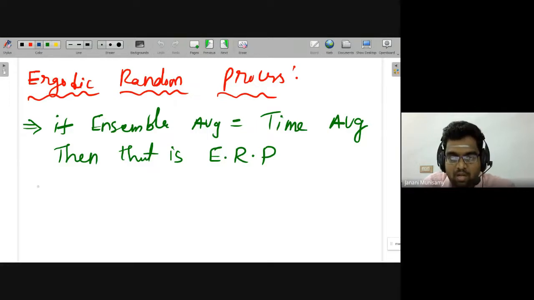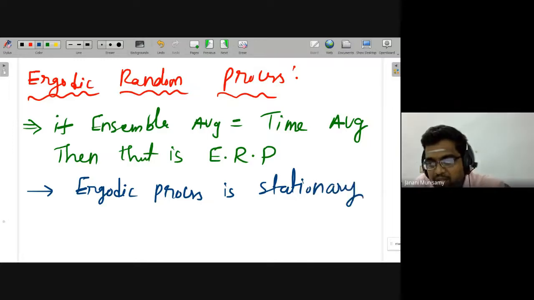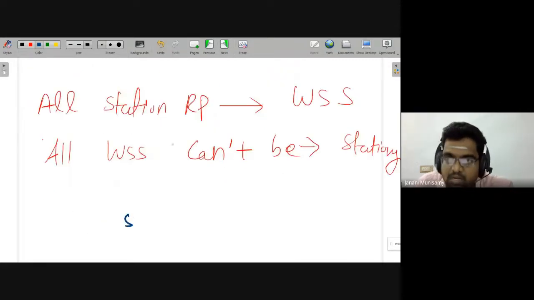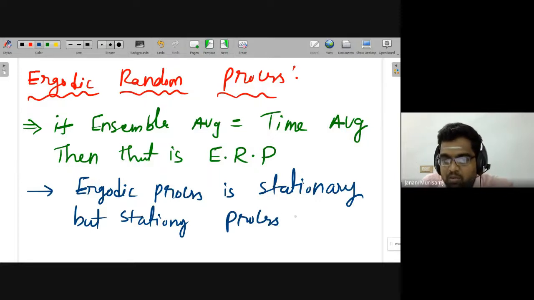Again, here they give one more important conclusion. If the process is ergodic, then in general it is stationary. It has to satisfy the condition of a stationary process, which we just saw. If a process is ergodic, it is stationary, but a stationary process need not be ergodic. A stationary process may or may not be ergodic.